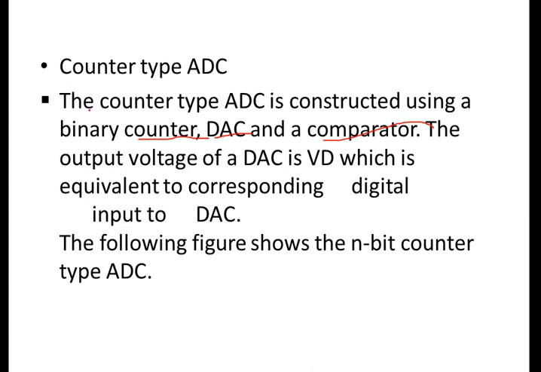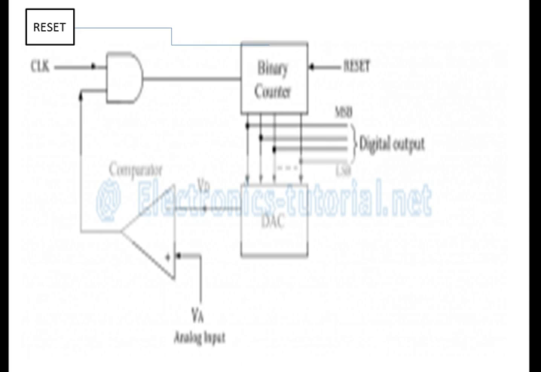So in counter type ADC we have the binary counter, the DAC, that is the digital to analog converter, and the comparator. Here the output voltage of the DAC is VD, which is equivalent to the corresponding digital input to the DAC. The following figure shows the n-bit counter. With the help of the diagram we will understand the operation of the counter type ADC.